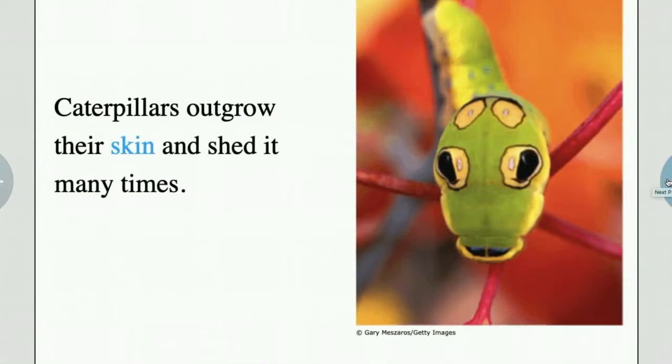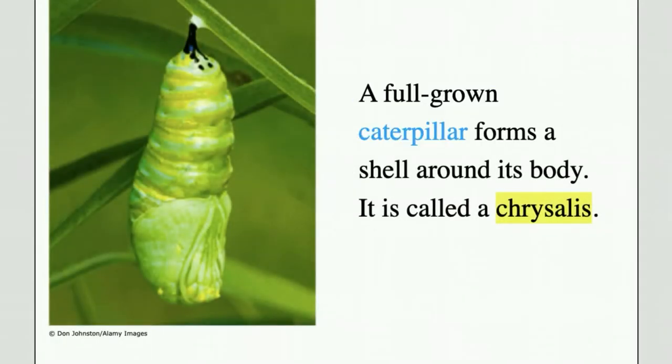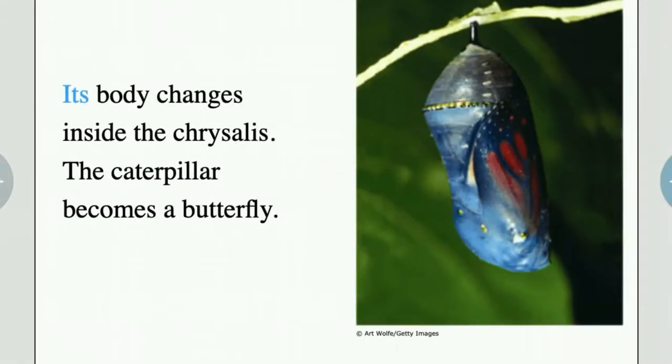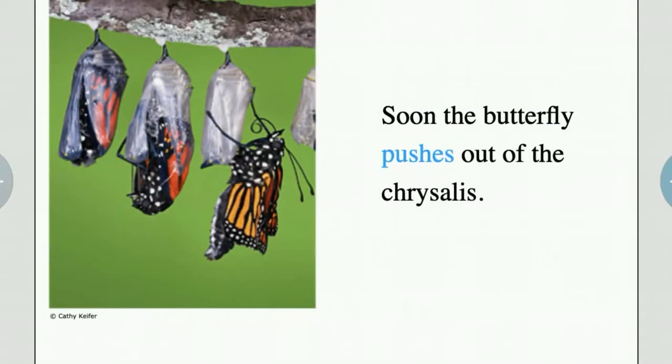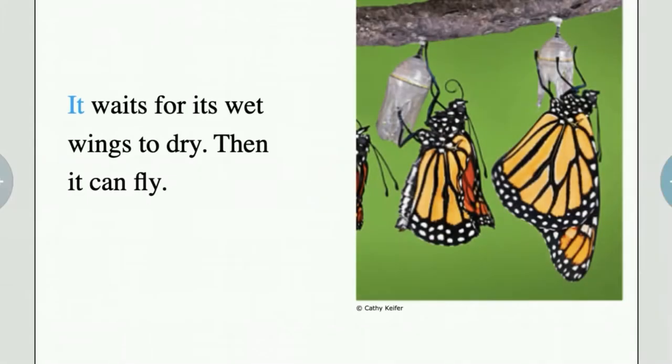Caterpillars outgrow their skin and shed it many times. A full-grown caterpillar forms a shell around its body. It is called a chrysalis. Its body changes inside the chrysalis. The caterpillar becomes a butterfly. Soon the butterfly pushes out of the chrysalis. It waits for its wet wings to dry. Then it can fly.